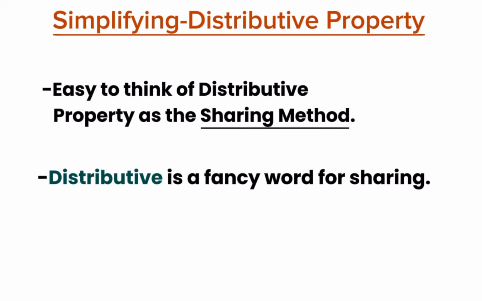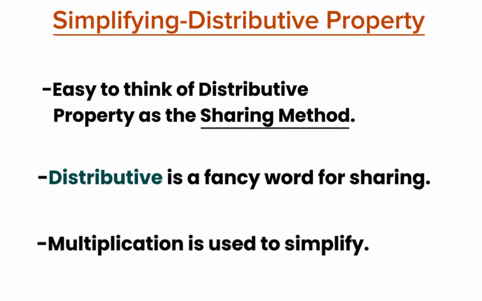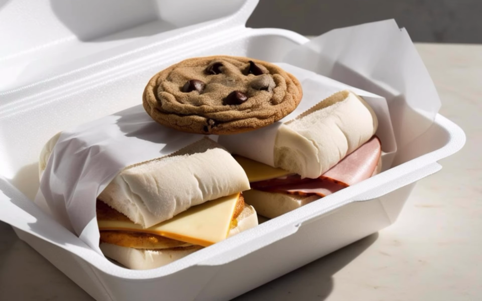Unlike combining like terms, which uses only addition and subtraction to simplify expressions, distributive property uses multiplication to simplify. So let's use the simplifying method and apply it to the lunch order to make things a lot faster.